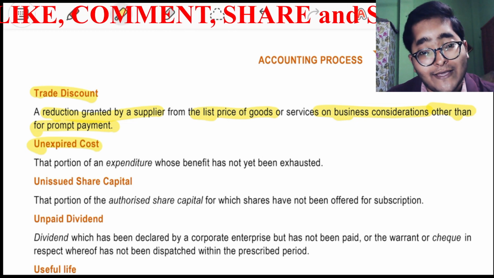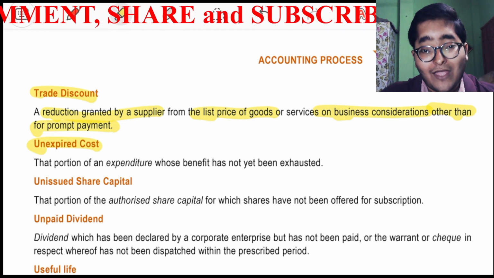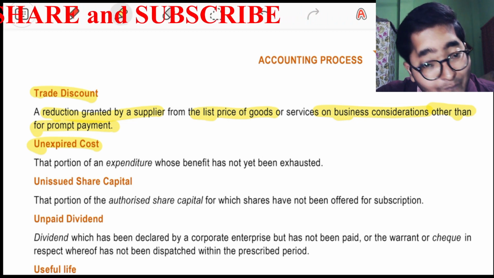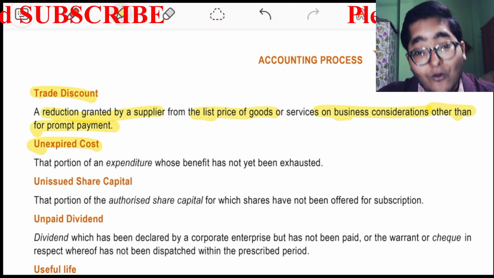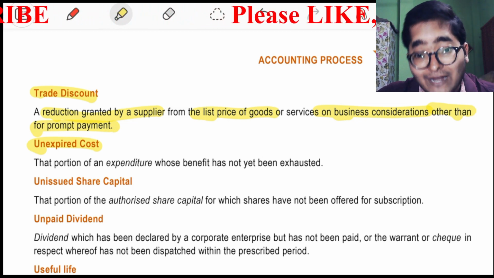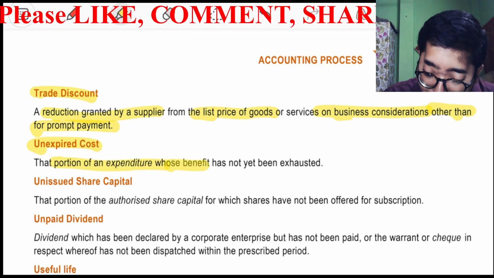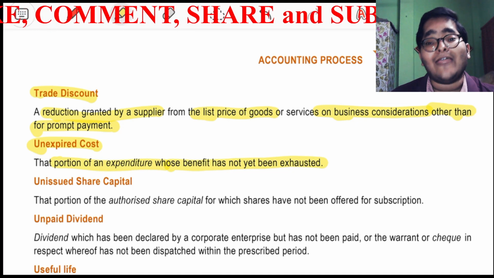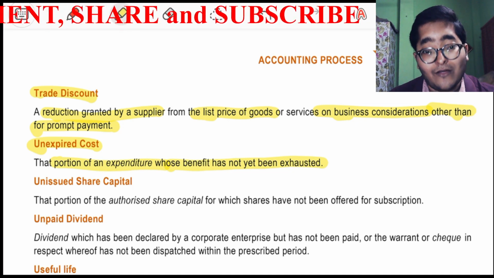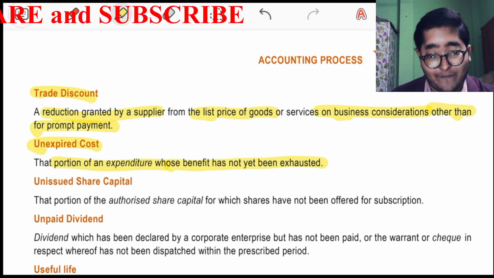Our next topic is unexpired cost. Unexpired cost is that portion of an expenditure whose benefit has not yet been exhausted. जो भी एक्सपेंस है जिसका बेनिफिट खत्म नहीं हो गया है उसे हम लोग unexpired cost कहते हैं.